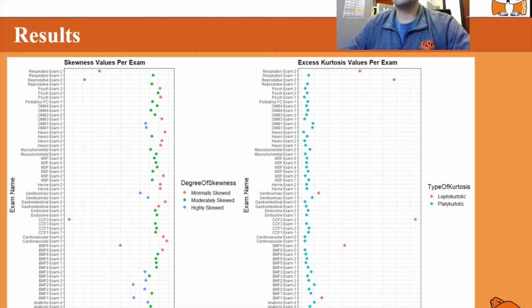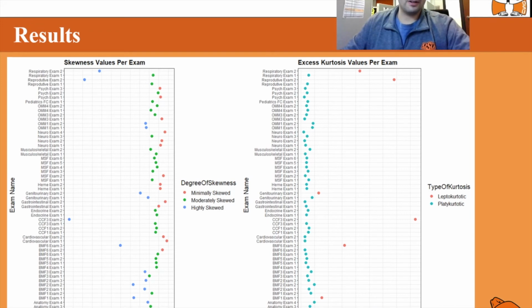So 89.7%, or 52 out of 58 exams, were platykurtotic. None were mesokurtotic. The average excess kurtosis was minus 0.65, the median was minus 2.7, and the standard deviation was 7.22.